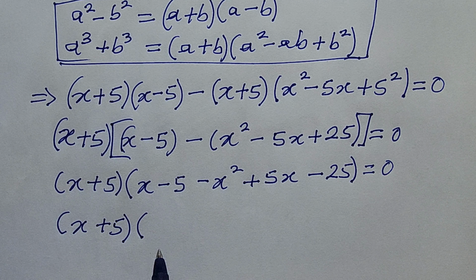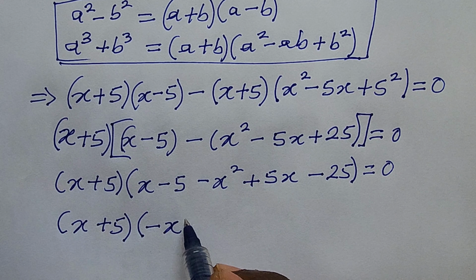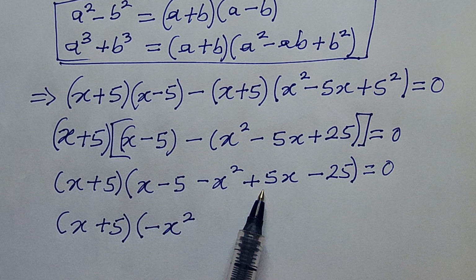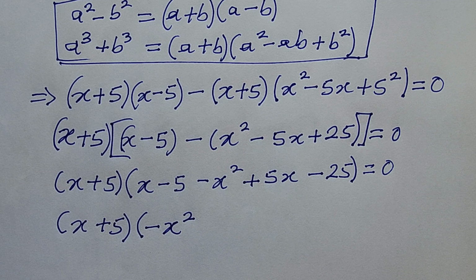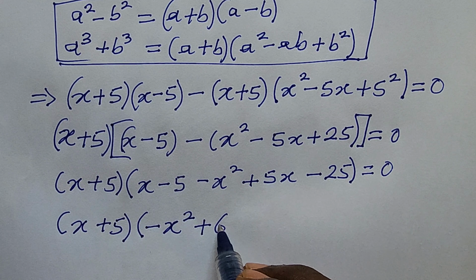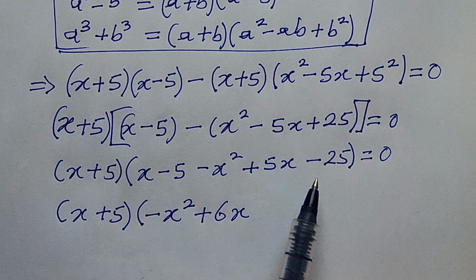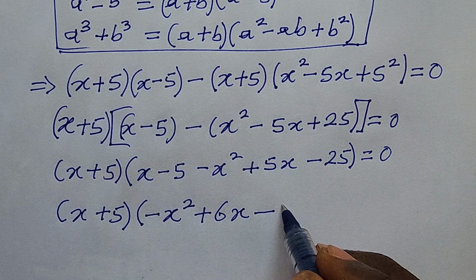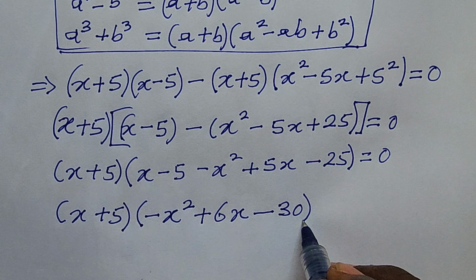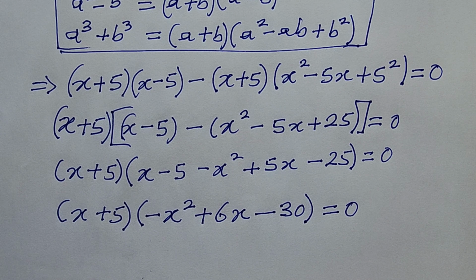Let's take this first. This is going to give us minus x to the power of 2. Then we come to the x term: x plus 5x will give us plus 6x. Then we have minus 5 minus 25, which will give us minus 30. So bracket, everything equal to 0.